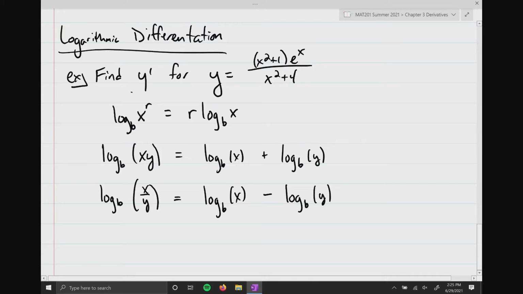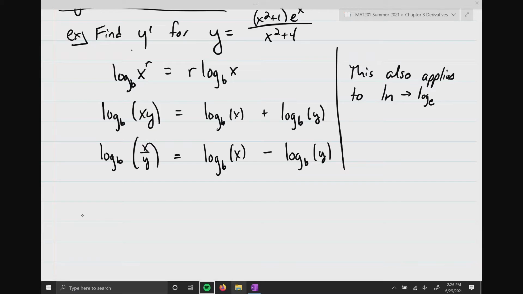So what I'm going to do here is use these properties and go ahead and simplify my equation. Now, please note that all these properties also apply to the natural log, because the natural log, remember, is just the log base e. So all the properties still apply with ln's. And I'm going to go ahead and use the ln because it's just easier to use. So let me write down my equation again before I forget it. y equals x squared plus 1 times e to the x over x squared plus 4.